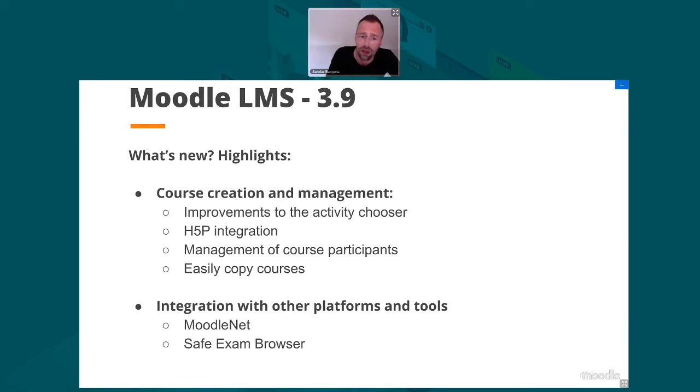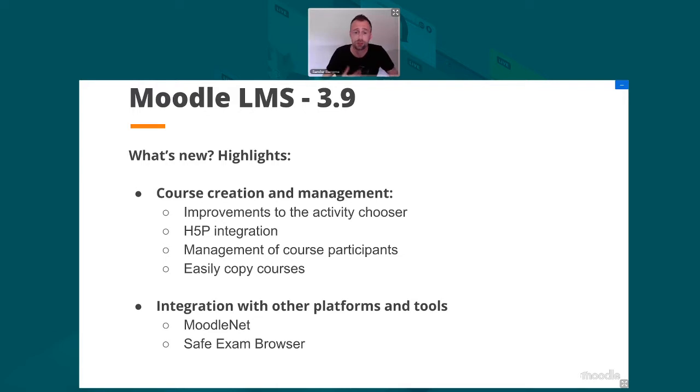I want to talk a little bit about some of the bigger changes and the bigger highlights for this release. So I want to talk about some features that more impact course creation and management. So we've made some improvements to the activity chooser, really exciting, which has been getting some good reviews so far. We've further expanded on our H5P integration. That was a piece of work we started with Moodle 3.8, and we've been continuing to work on for Moodle 3.9, and we've made some really big steps there.